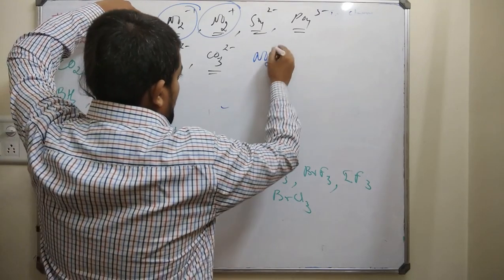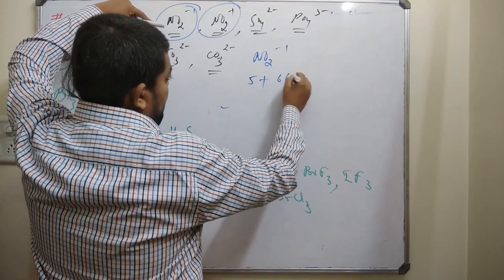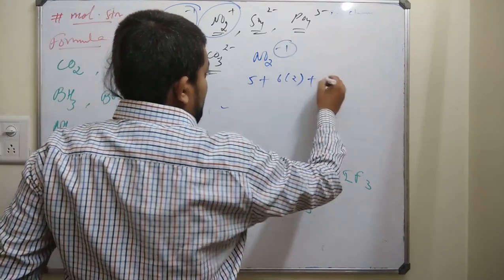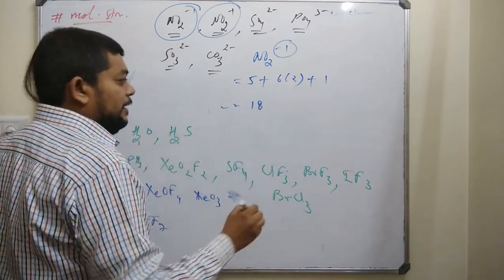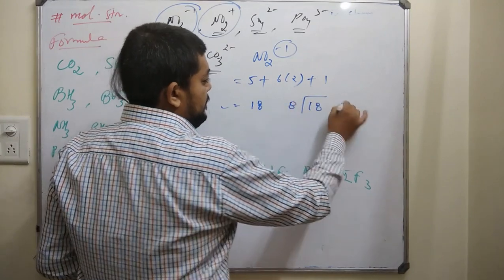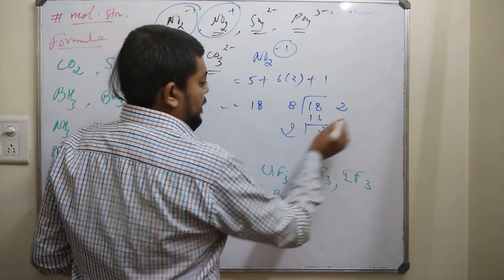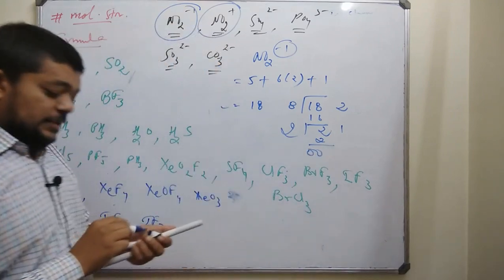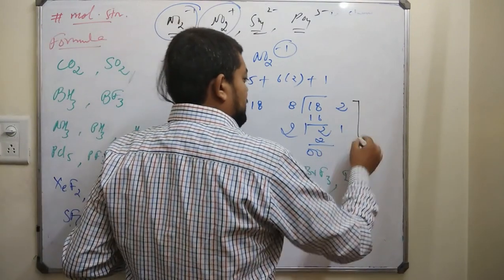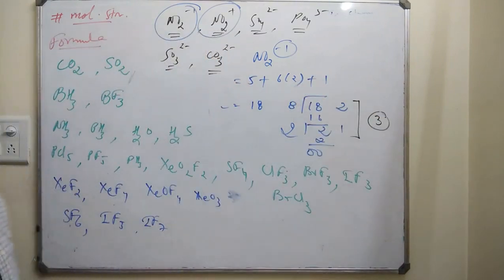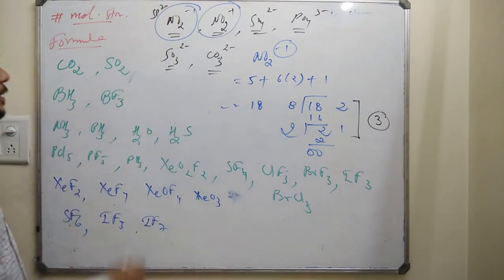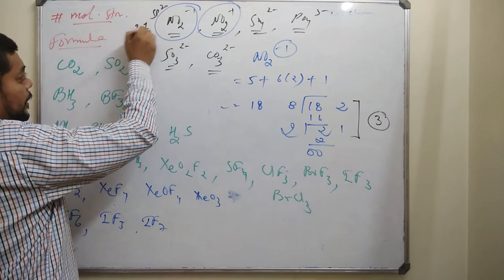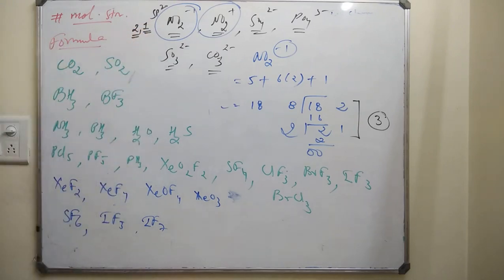NO2 minus. Nitrogen is 5. Each oxygen is 6, multiply by 2. When you have minus 1, you have 1 extra electron. So it is 5 plus 1, 6, and 12, it's 18. Friends, be very clear, it is 18. So I'll divide it by 8. 8 2 times is 16. I'm left with 2. I'll divide it by 2. 2 1 time is 2 and henceforth it's a 0. So therefore it is 2 plus 1 and your total is 3. As your total is 3, it is sp2. But it has 2 bond pair and 1 lone pair.